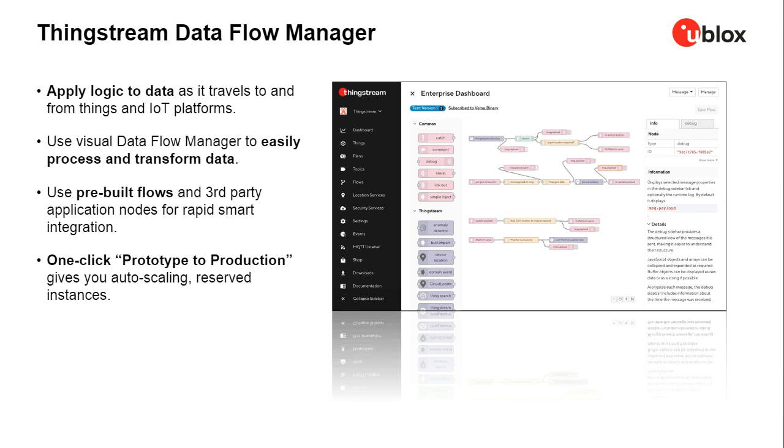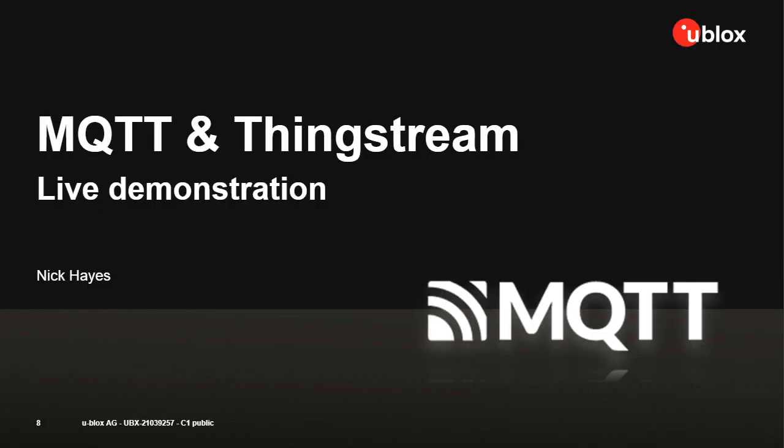Also, it's easy to get your applications from a single subscription prototype into a production environment with auto-scaling instances. Essentially, the platform takes care of all of the scaling for you by invoking a new instance when a flow is required. And those are the basics in a very quick run through of how it all works. Now I'll hand you over to my colleague Nick, who will give you a live demonstration.